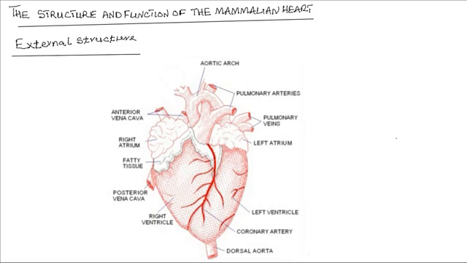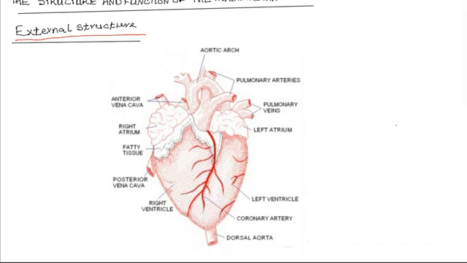In this diagram here, we can see the external features of the mammalian heart. The heart is enclosed in a translucent membrane, though it's not visible in this diagram, known as the pericardium. It encloses the heart. This pericardial membrane secretes the pericardial fluid that acts as a lubricant when the heart is working.